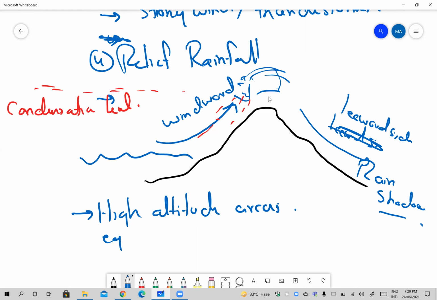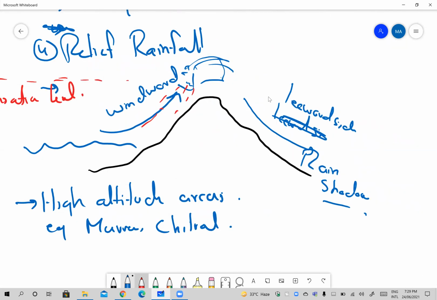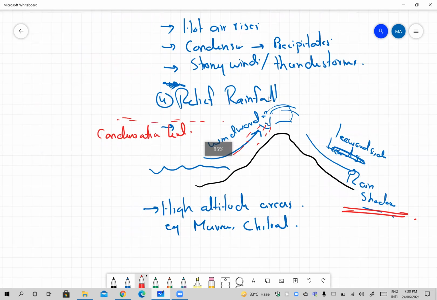For example, Murree, Chitral. And obviously this rain shadow area, this leeward side, is typically dry because of lesser rainfall. And this is one of the features of that area. You'll see barren mountains, lack of vegetation, because of lack of water. Whereas the windward side is usually green, full of vegetation because of adequate rainfall and water supply.